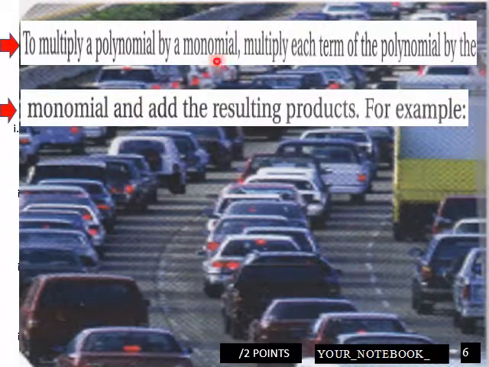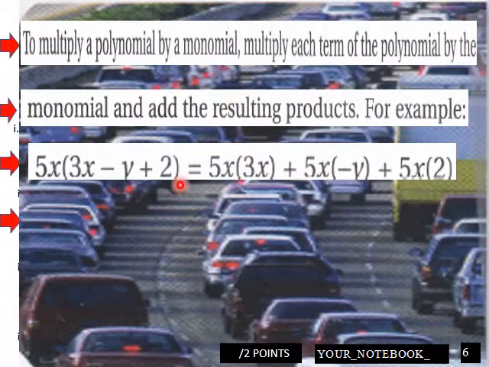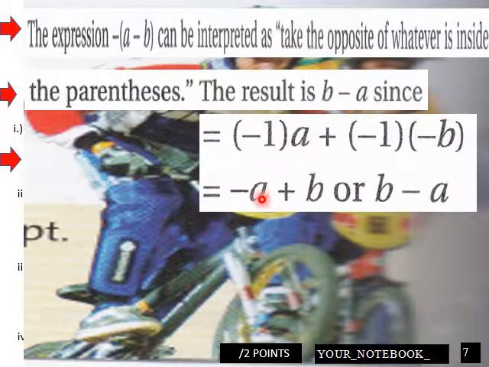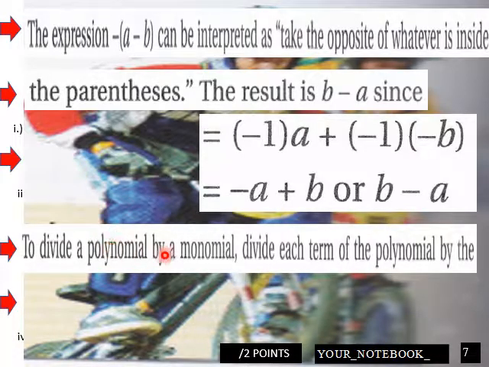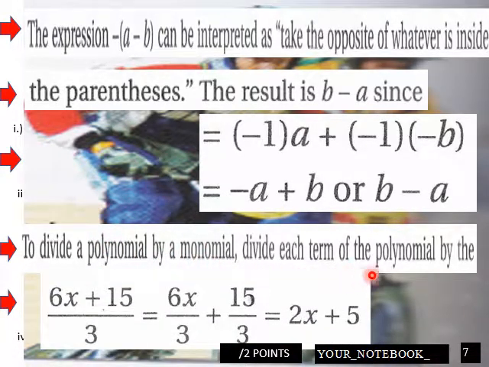To multiply a polynomial by a monomial, so we have this times this, and we multiply each term. So here we go with this expression, negative a times this quantity inside your parentheses. The result is b minus a here. You take the opposite of that, then we come up with this here: negative 1 times a, negative 1 times negative b. To divide a polynomial by a monomial, divide each term of the polynomial by what you're dividing by here.